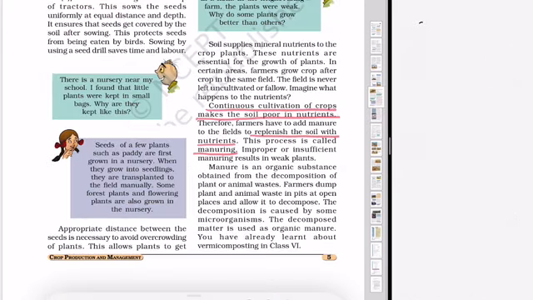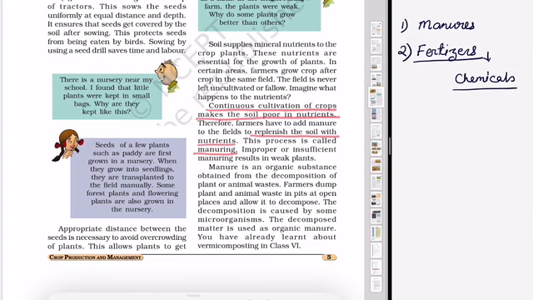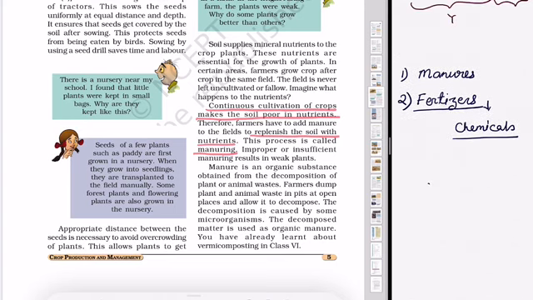To supply the soil with mineral nutrients, we use two practices. The first one is by adding manures and the second one is by adding fertilizers. Fertilizers are chemicals. These are made in factories and they are added to the soil. The fertilizers are rich in certain chemicals.